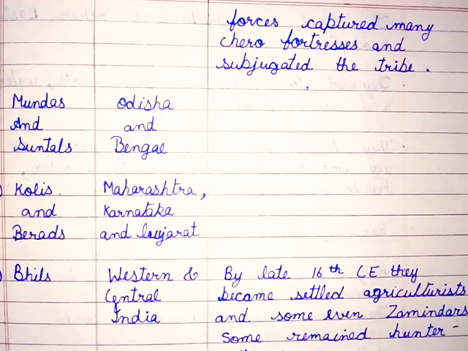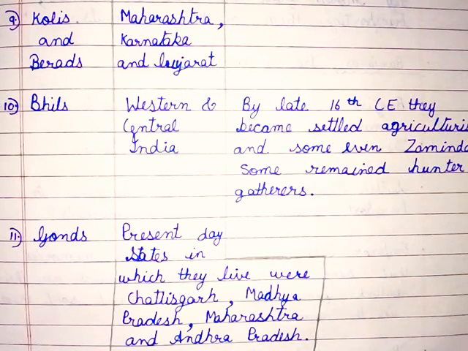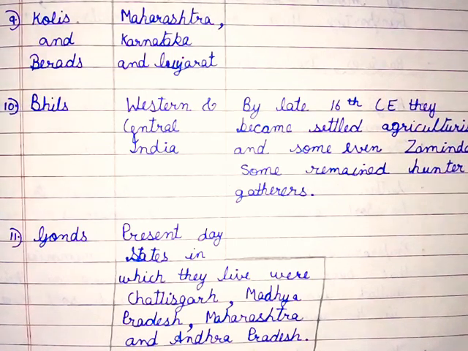Mundas and Santals: Odisha and Bengal. Kolis and Berads: Maharashtra, Karnataka and Gujarat. Bhils: western and central India. By late 16th CE, they became settled agriculturalists and some even zamindars. Some remained hunter-gatherers. Gonds: present-day states in which they live are Chhattisgarh, Madhya Pradesh, Maharashtra and Andhra Pradesh.